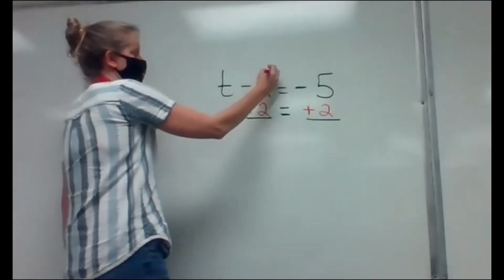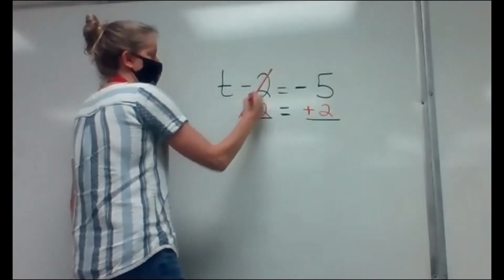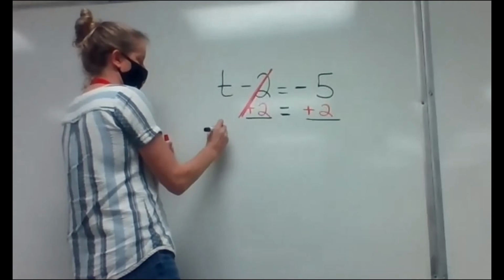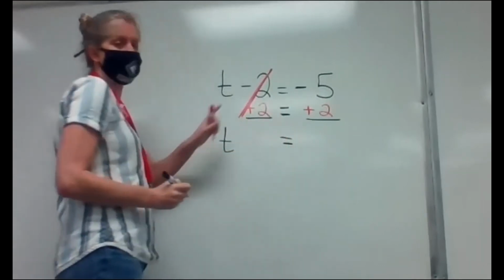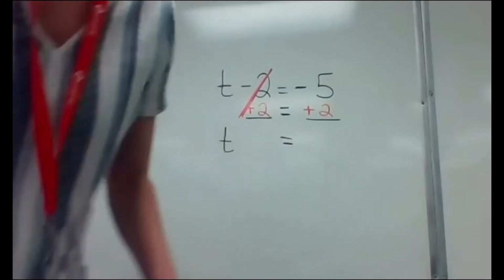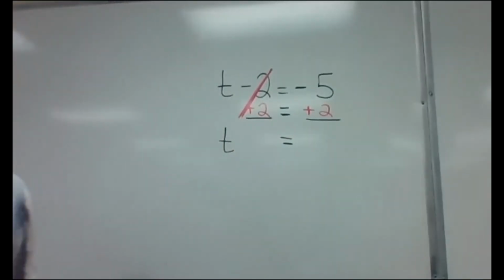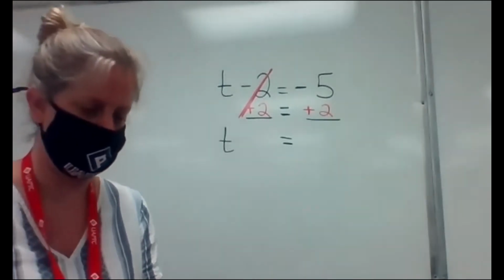So let's see, this minus 2 cancels out the plus 2 over here. So all I'm left with is the t. Drop down my equal symbol. Now, here's where a lot of people will make the mistake because they got positives and negatives coming up now.